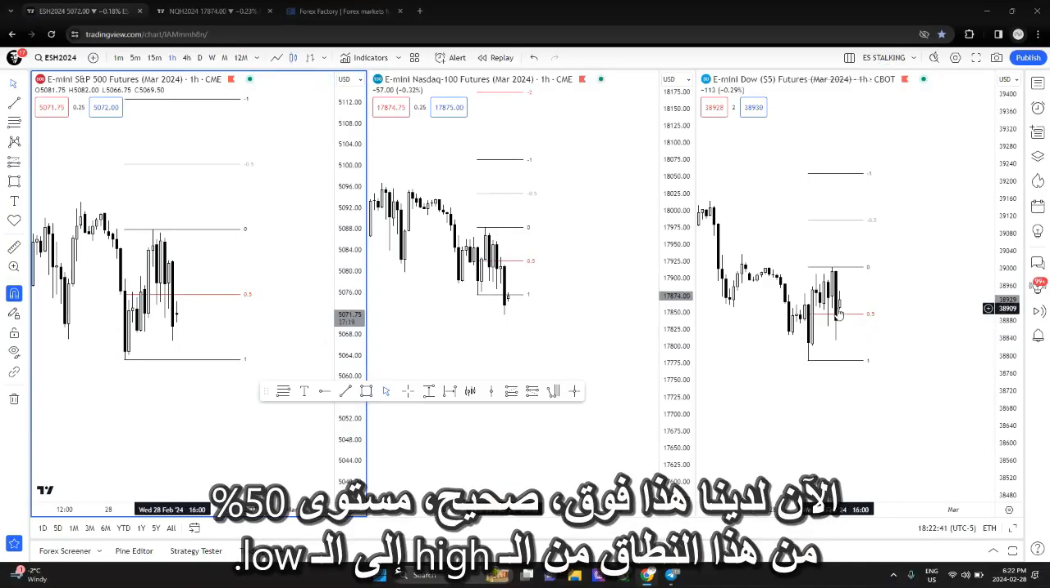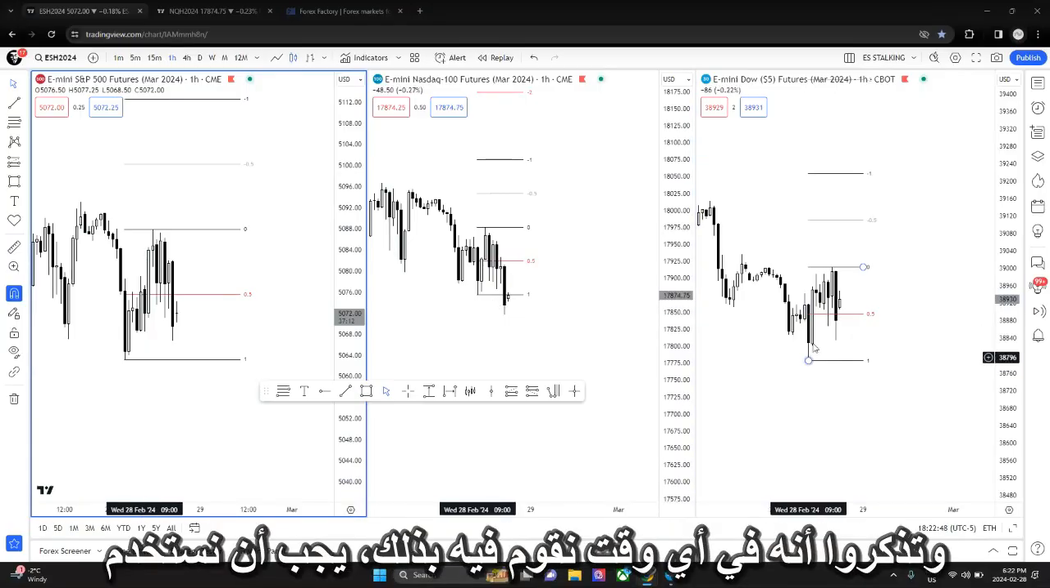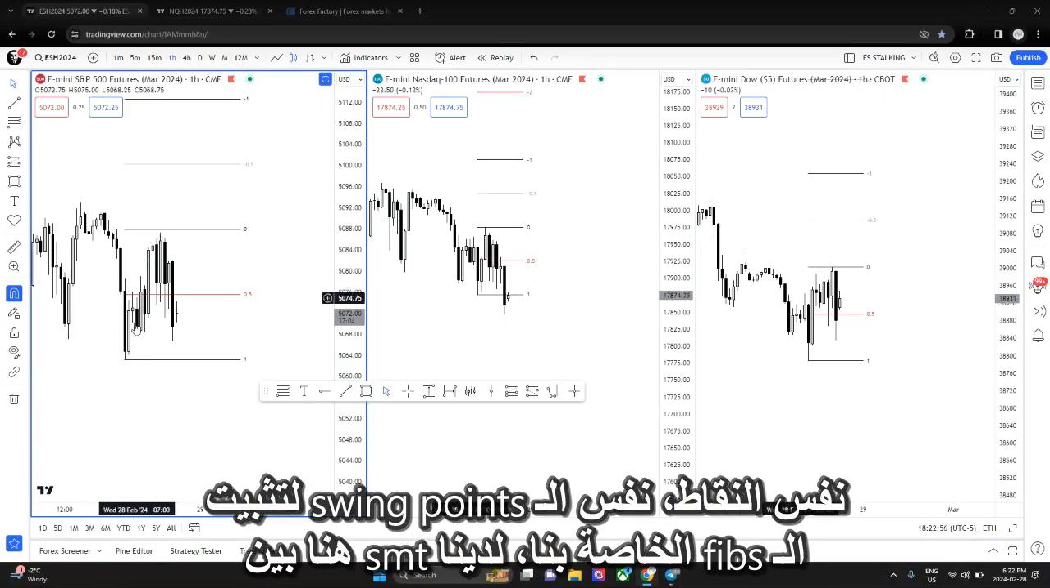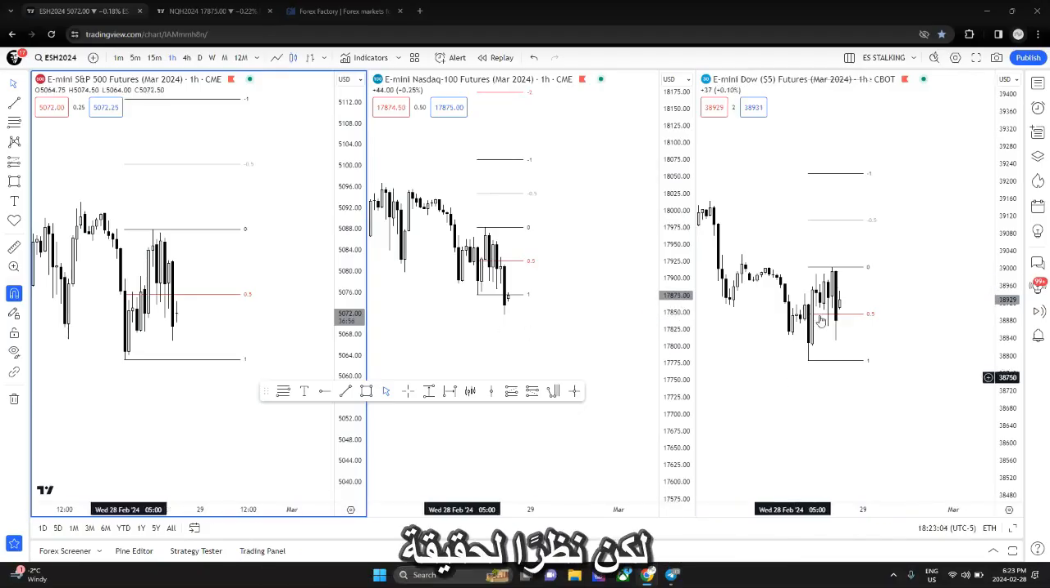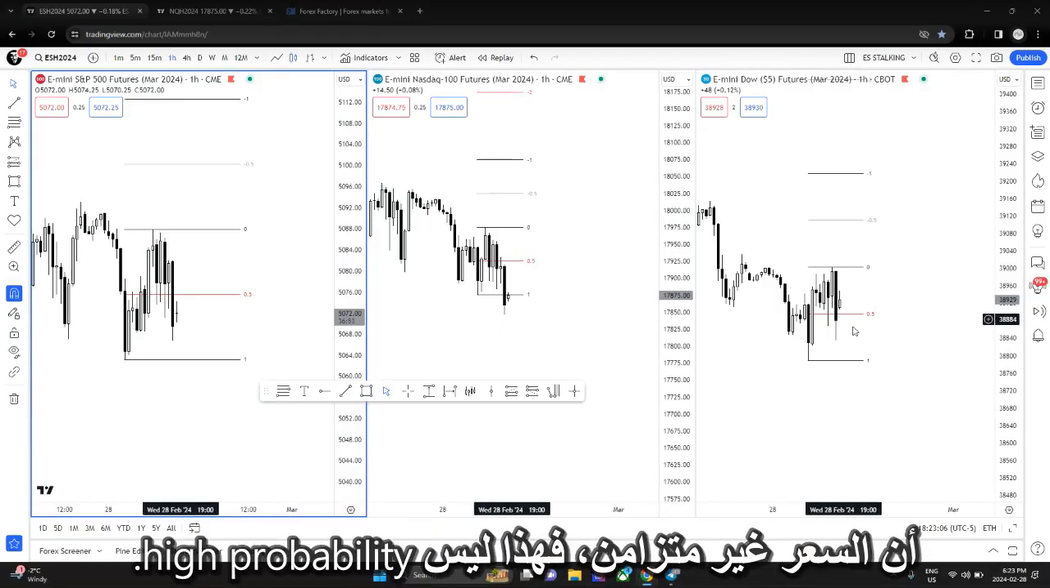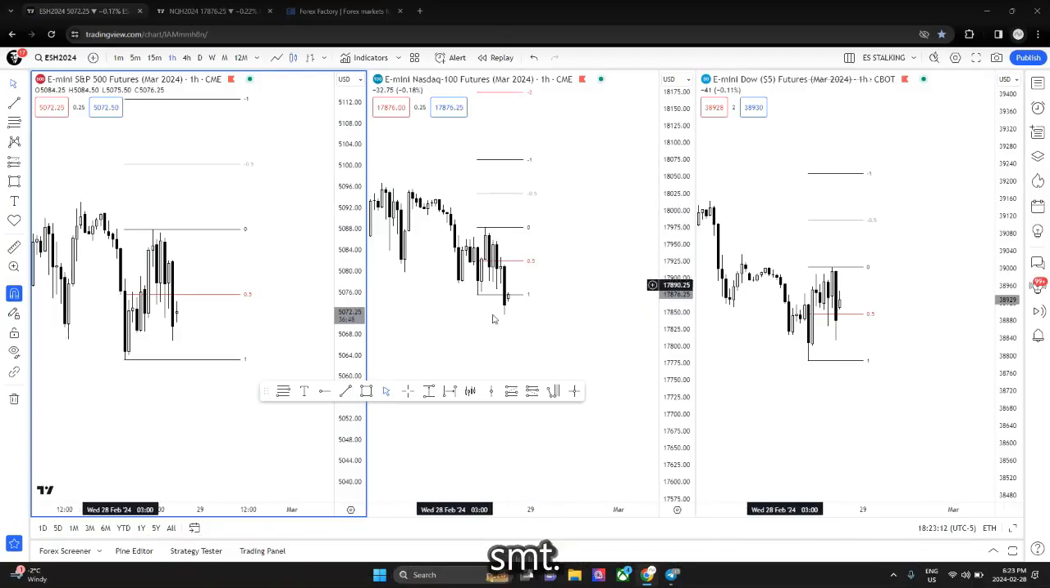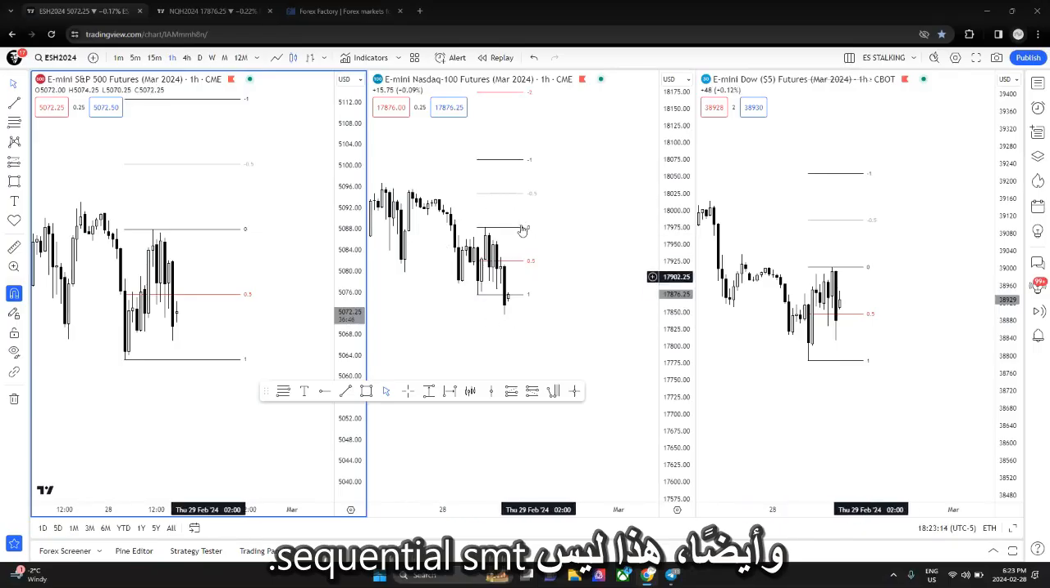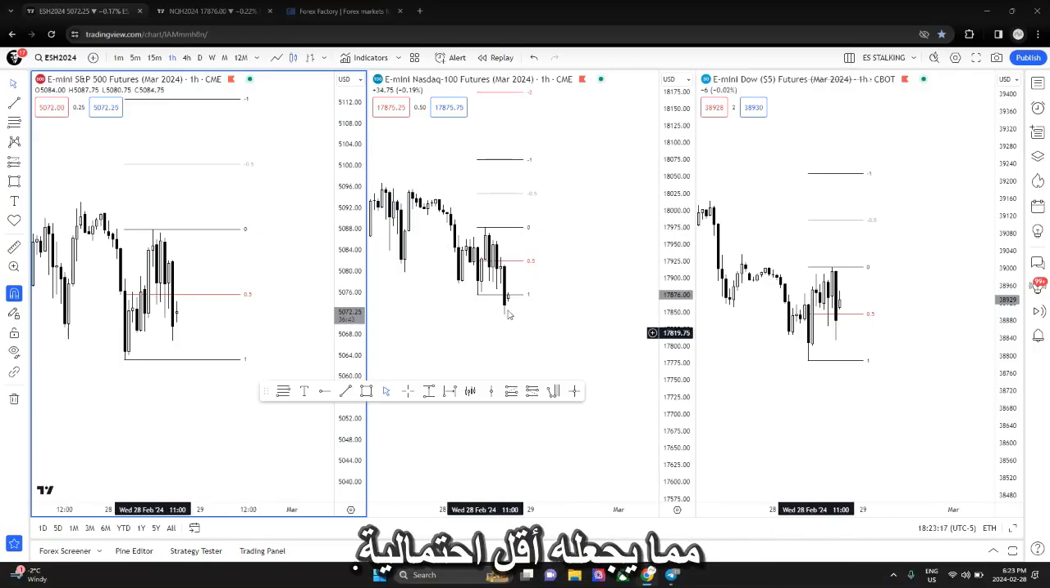Right now we have this one above the 50% of this range from high to low. And remember that anytime we're doing this, we have to be using the same swing points to anchor our fibs. We have SMT here between these. But due to the fact that price is out of sync, this is not high probability SMT. And also, this is not sequential SMT, which makes it even lower probability.